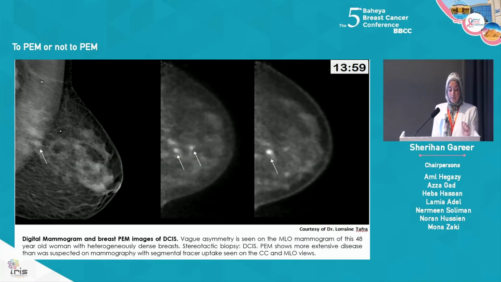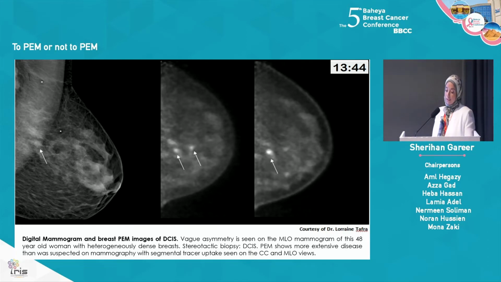And in this case, we have a digital mammogram and breast PEM imaging of DCIS. There's a vague asymmetry in the MLO mammogram in a 48-year-old woman with dense breasts. Stereotactic biopsy proved it to be DCIS.